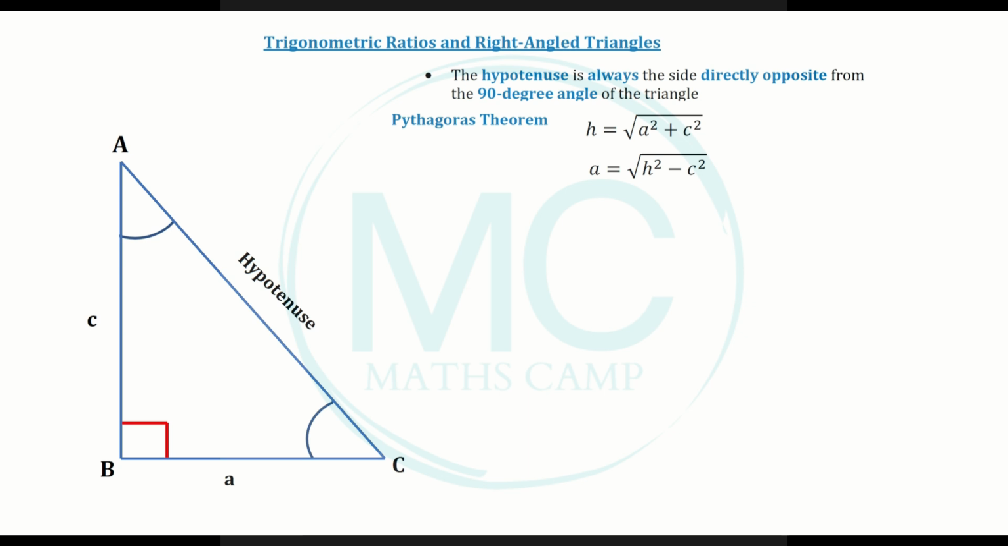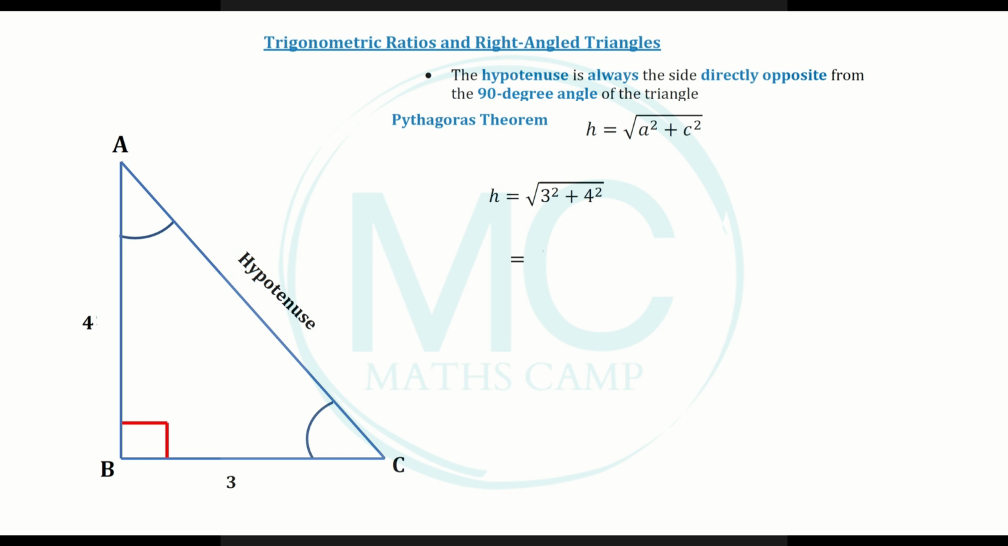Now we can look at an example. Let's say that side a is 3 units and the length of side c is 4. What is the length of the hypotenuse? We need to solve for h. So we're going to use this equation where h is the subject. And we can say h is equal to the length of a, which is 3 units, squared, plus the length of c, which is 4 units, squared, all under a square root.